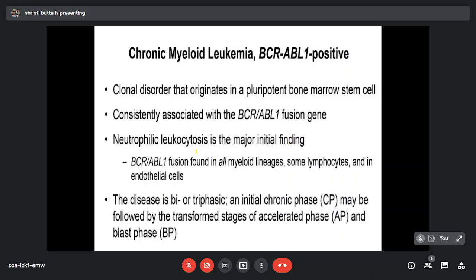Neutrophilic leukocytosis is the major initial finding in this case. You have a base BCR-ABL1, which is found in all myeloid lineages, and sometimes even in lymphocytes and endothelial cells. Now what happens next is that this disease progresses from its chronic phase to the accelerated phase and then to the blast phase. It must also be noted that this chronic phase can itself change into the blast crisis.